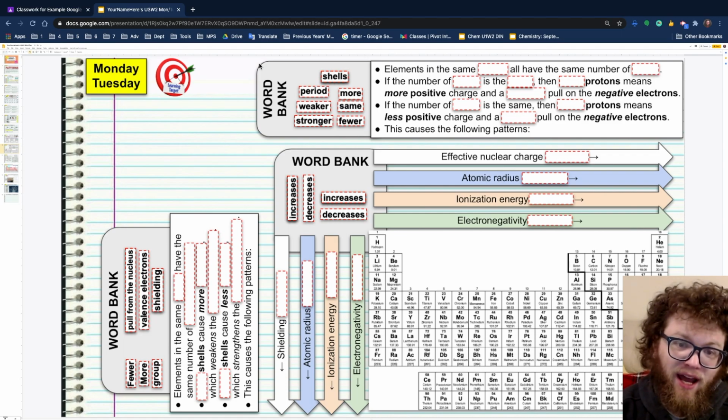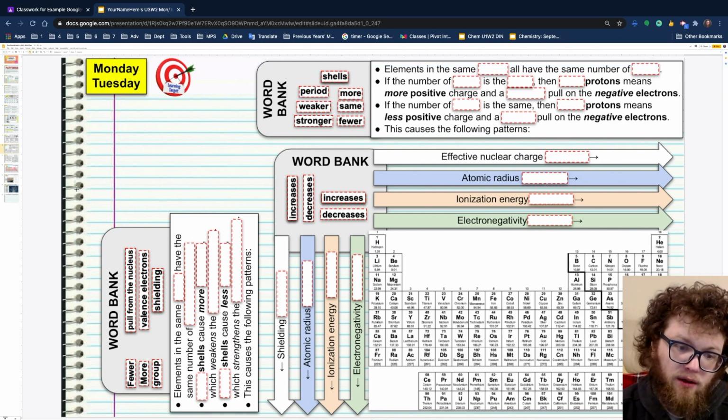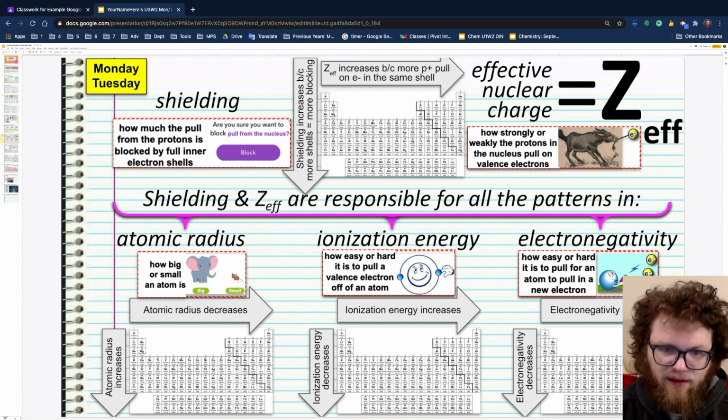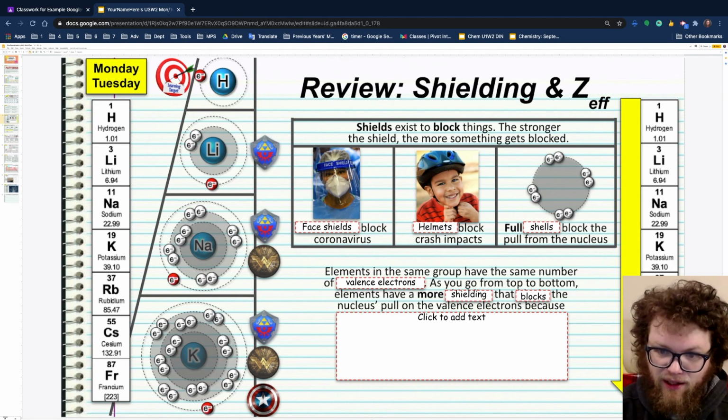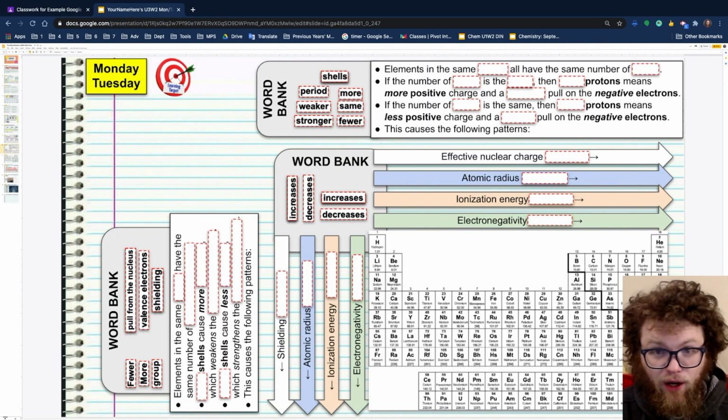So it looks like we have 3 separate word banks: 1 talking about periods, 1 talking about groups, and 1 where we just put increases or decreases on whatever the pattern is. Based on what we had on this slide and these 2 slides, I think we can figure this out ourselves. So why don't you pause the video now and go through it on your own.